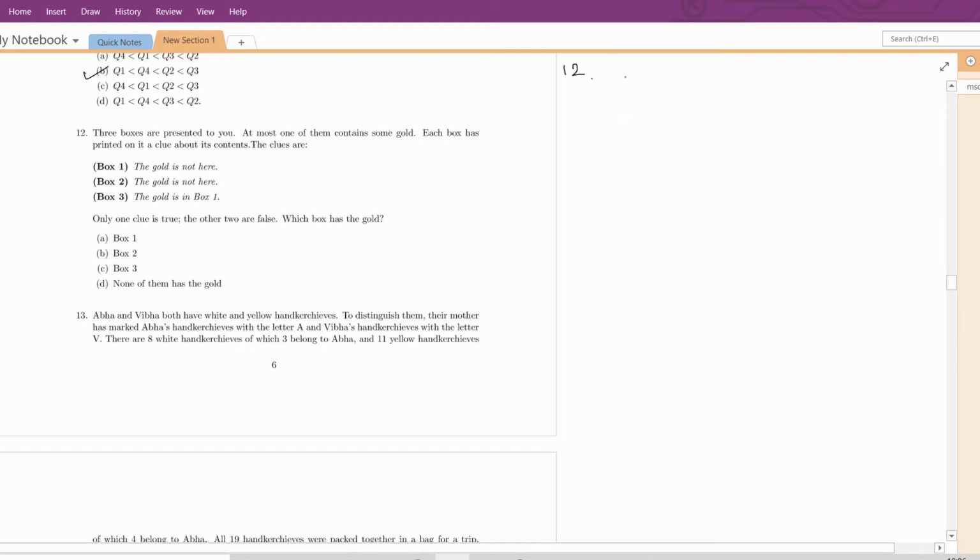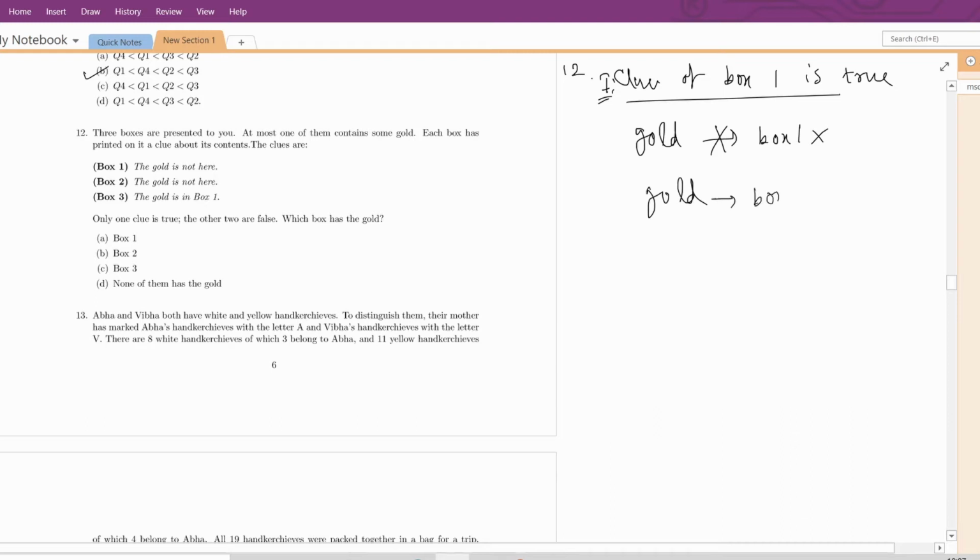We have 3 cases. For the first case, the clue of box 1 is true. If the clue of box 1 is true, then the gold is not in box 1. Then the other 2 are false. Box 2 says that the gold is not here. As it is a false statement, that means the gold is in box 2. And also box 3 tells that the gold is in box 1, which is false. So the gold is in box 2 if the box 1 statement is correct.